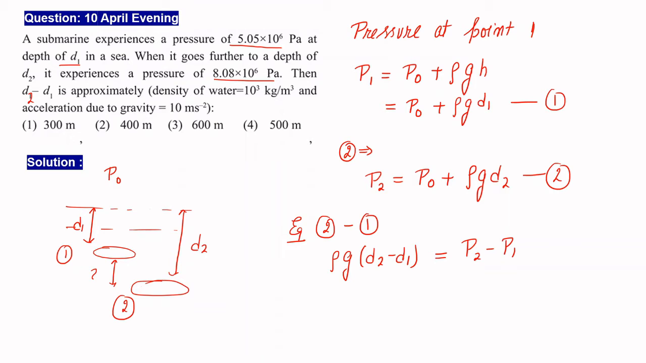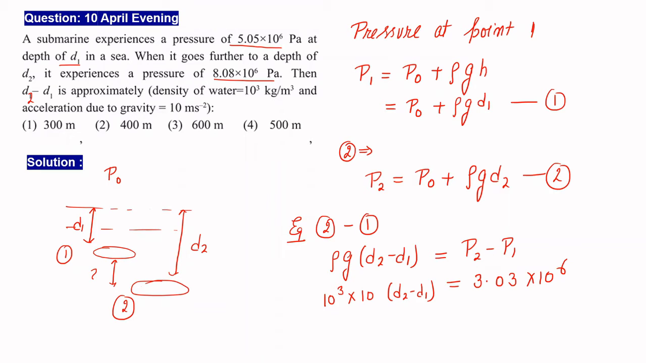P2 minus P1, you can see from here: it is 5.05 into 10 to the power of 6, and it is 8.08 into 10 to the power of 6. So directly you can understand it is 3.03 into 10 to the power of 6. And here is the rho G. Rho is given 10 to the power of 3, and G is 10 only. So 10 to the power of 3 multiplied by 10. And D2 minus D1.